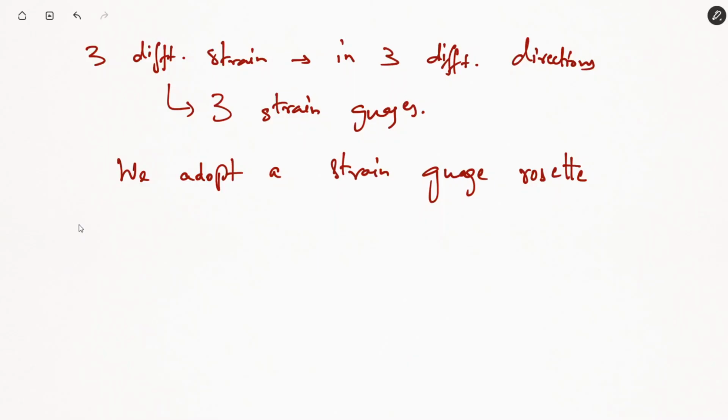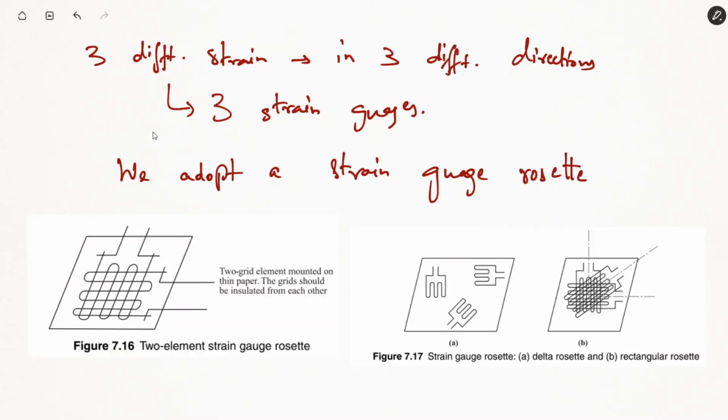So let me share the pictures here. Figure 7.16 shows a two-element strain gauge rosette. So it is a basic type of rosette. You can see a grid-like pattern formed by using a combination of two different wires. That's why it's known as a two grid element. And the grids should be properly insulated from each other.